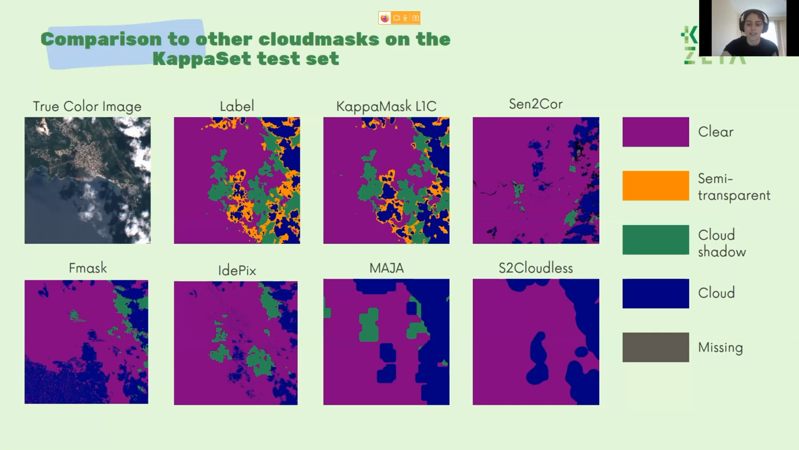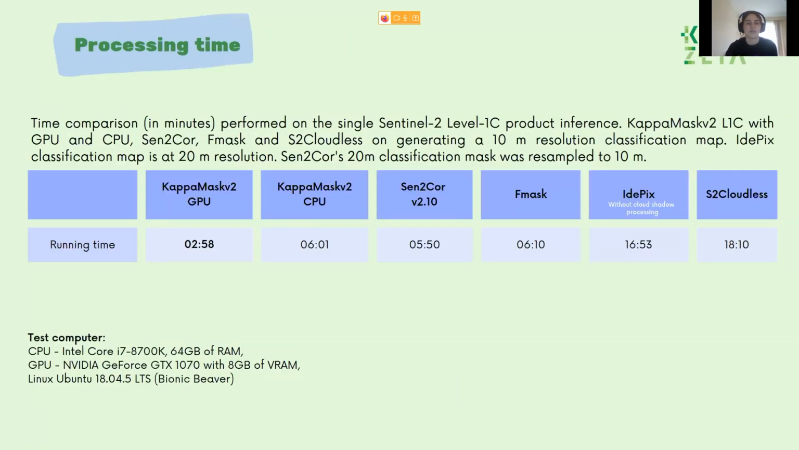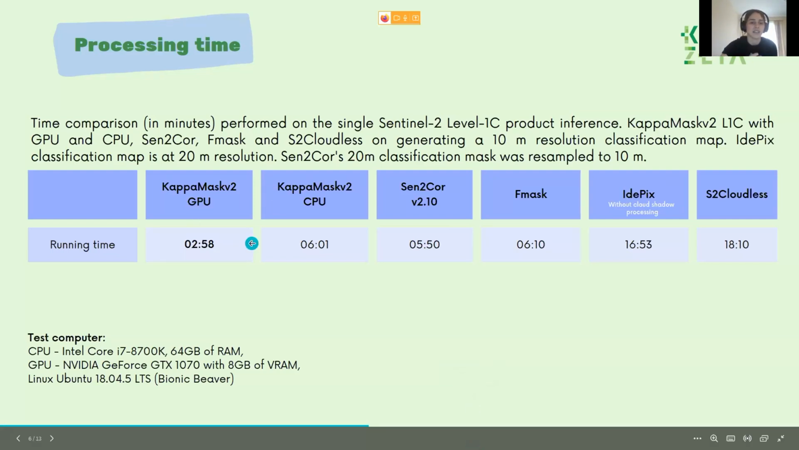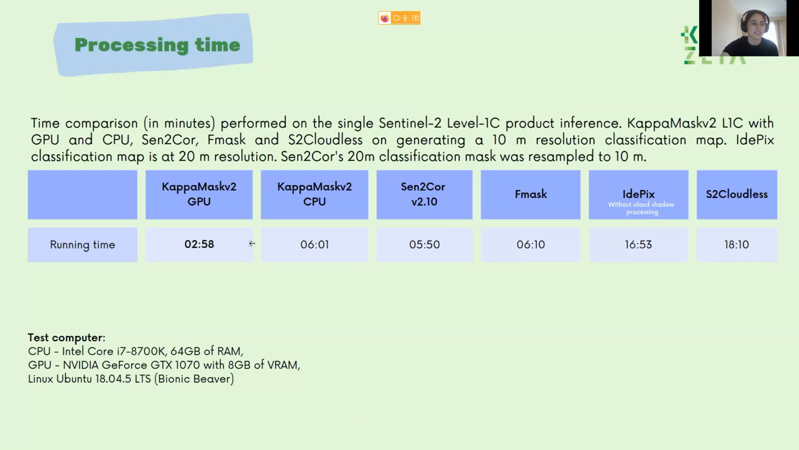Yes, and then for us, it was important for the cloud masking processor to be fast. We compared how fast Kappa mask is in comparison to Sen2Cor and Fmask at Sentinel Hub Cloudless. You can see that when you run Kappa mask on GPU, it's almost 2 times faster than Sen2Cor and Fmask. So it's pretty good time, and most of the time actually goes to the subtiling process and then the prediction.